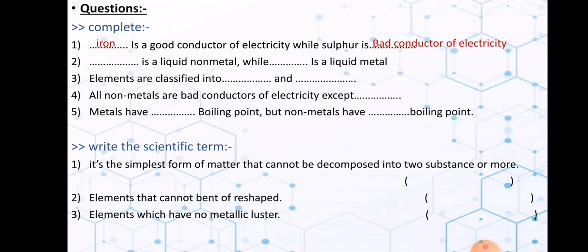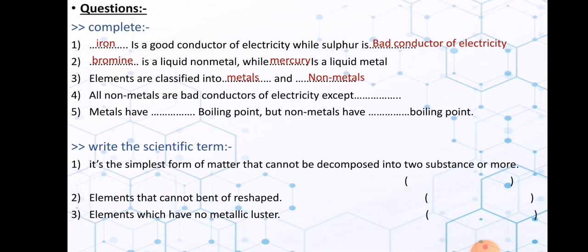Second question says, blank is a liquid non-metal, while blank is a liquid metal. We have to give the example of a liquid non-metal and the example of a liquid metal. Bromine is a liquid non-metal, while mercury is a liquid metal. Question number 3 says, elements are classified into blank and blank. Elements are classified into two types, metals and non-metals.